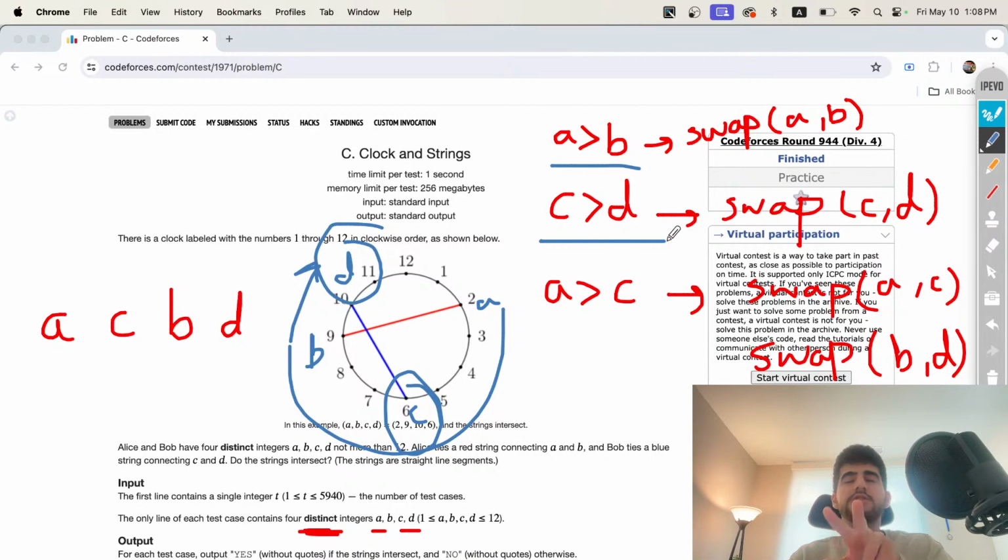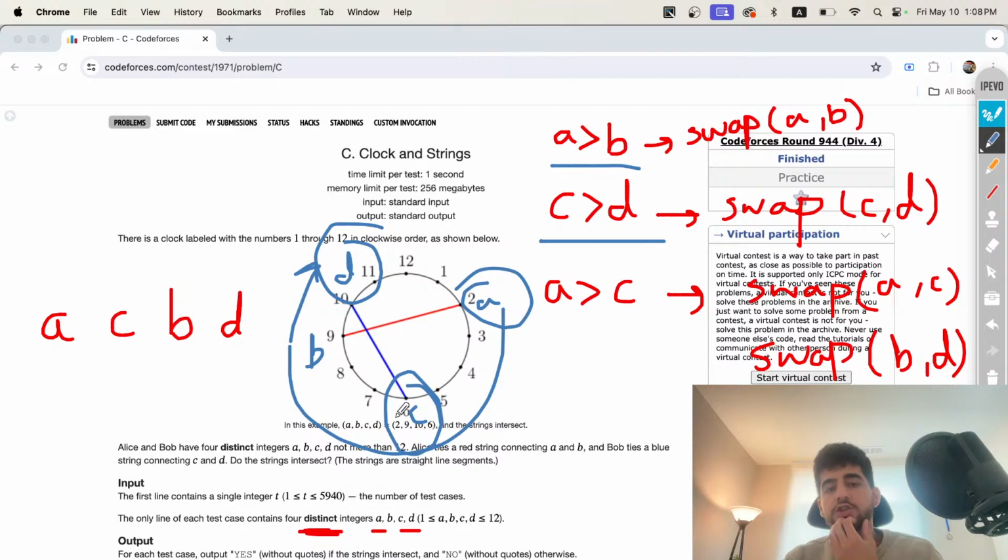So I'm sorting the pairs, and then I compare two pairs. If the second pair was pointing to smaller values, I will swap the pairs as well. I will swap A and C and B and D, and then I know that A is the minimum value.